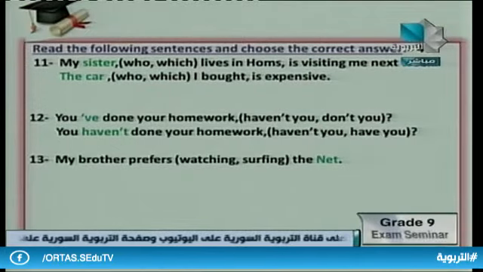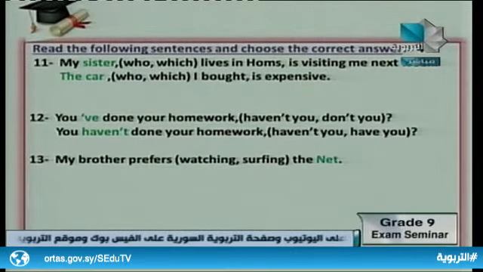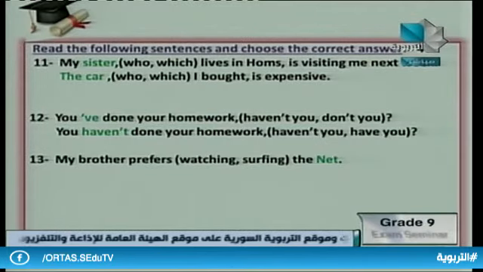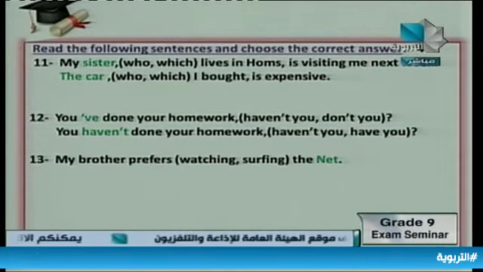Now, let's go back to our task 13. Here we have to choose between two vocabs. Would you please, Mrs. Suhair? My brother prefers watching or surfing the net. Here we choose, of course, surfing, because as you see, it's not grammar, it's a collocation. It's related to vocabs. Net always comes with the verb surfing. It doesn't come with the verb watching. As we know, watching comes with TV, and surfing comes with the net. So that's why we're going to choose surfing.